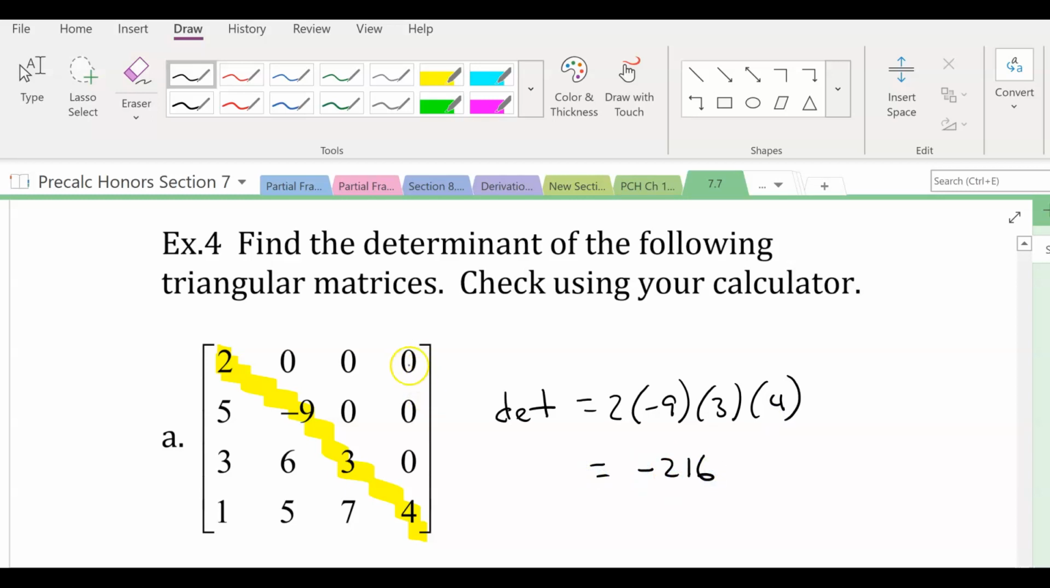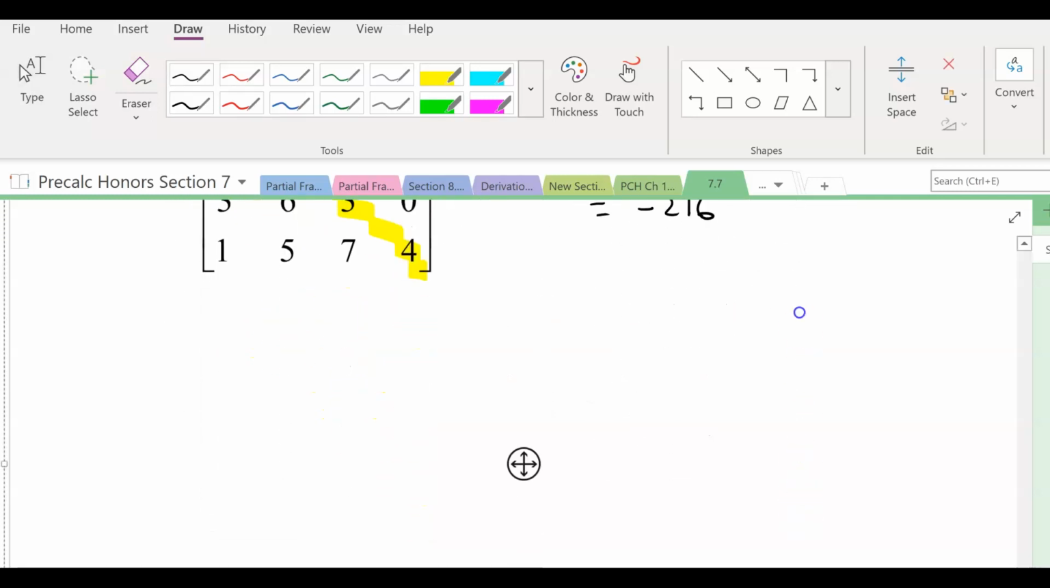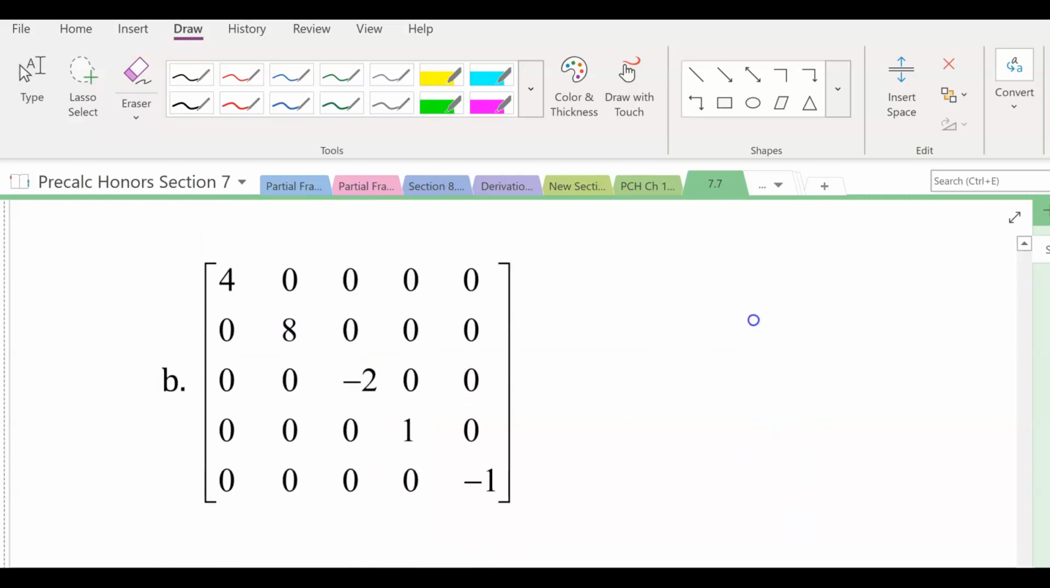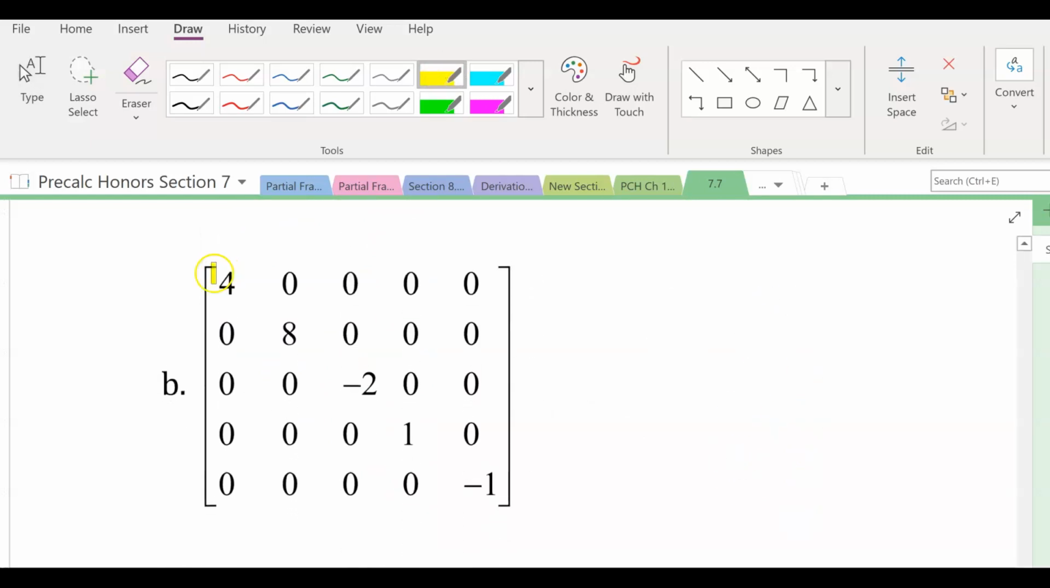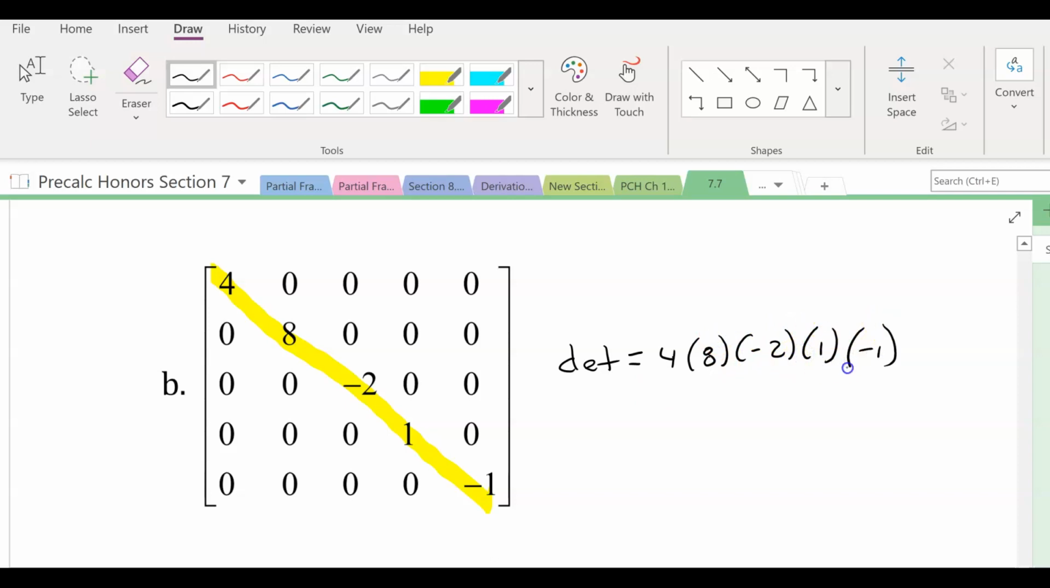So if I did happen to give you something that was larger than a 3 by 3 and was going to have you calculate it without the use of a calculator, it would be a triangular matrix. And then this last example, you notice it has zeros both above and below the diagonal. So to find the determinant of this matrix, again, since this is a triangular matrix, all we need to do is multiply the entries along the diagonal. So 4 times 8 times -2 times 1 times -1, which is 64.